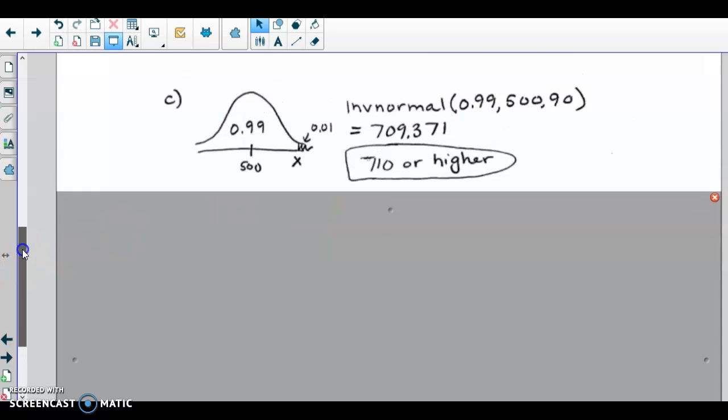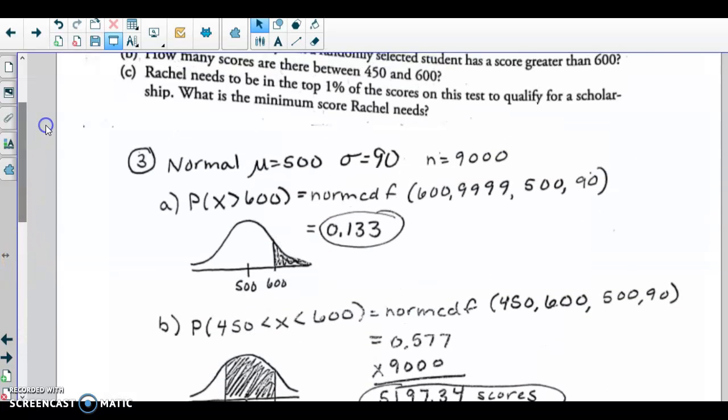So work-wise, as I go to the next one, make sure you list all the facts about your distribution. And then for sufficient work, if you list those things, the shape, center, spread, usually sufficient work is just your picture that's shaded and labeled and your answer. I always include the calculator speak just in case.